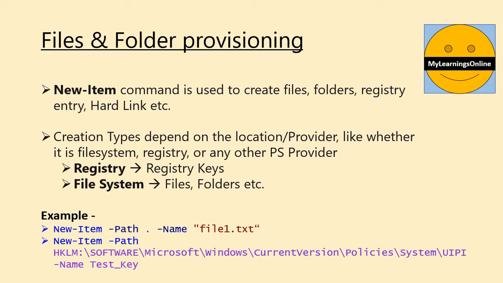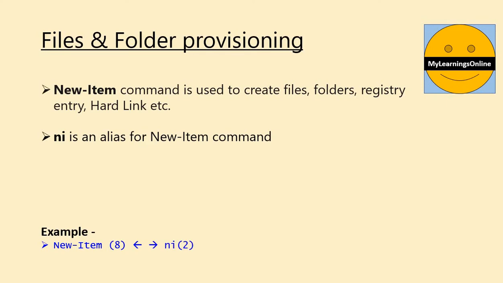In this example, in the first command, we are trying to create a text file, that is file1.txt, under the specified path, that is the current directory. In the second command, we are trying to create a registry key under a specified path that is a registry hive. NI is an alias for this command.